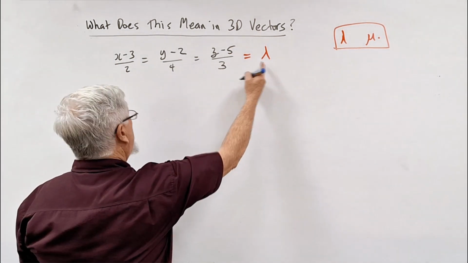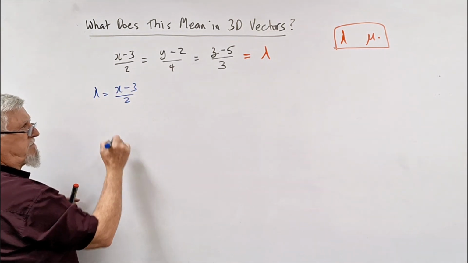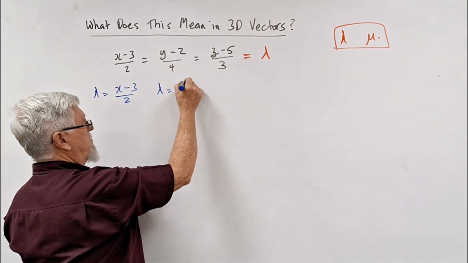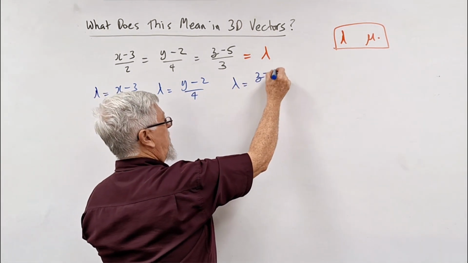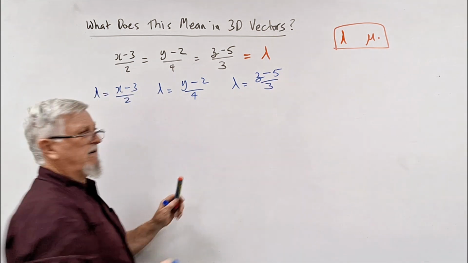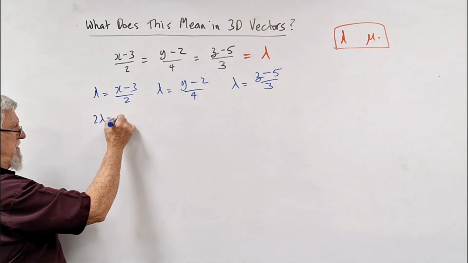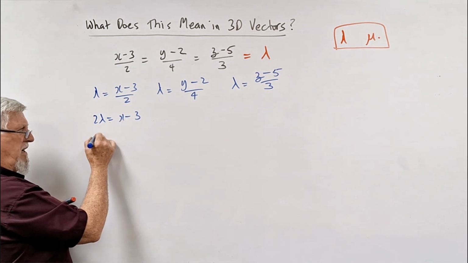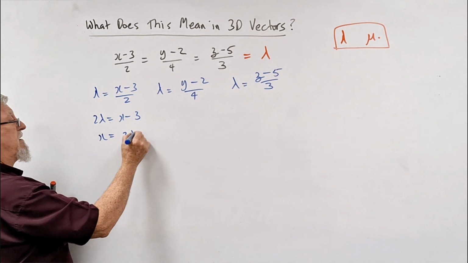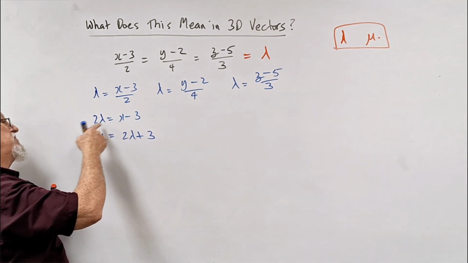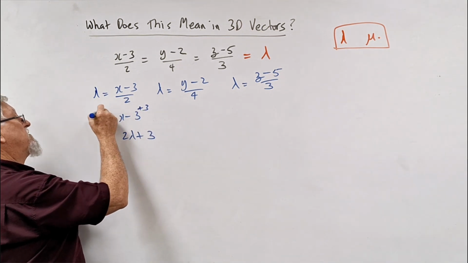So now I have that lambda equals (x minus 3) on 2. I have that lambda equals (y minus 2) on 4. And I have lambda equals (z minus 5) on 3. Let's have a look at what that means. If I rearrange that, 2 lambda equals x minus 3, and it becomes x equals 2 lambda plus 3. So if I make x the subject, 2 lambda plus 3. If you want to think about it, you add 3 to both sides.